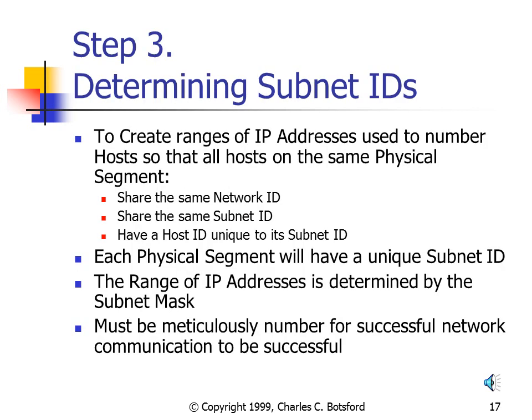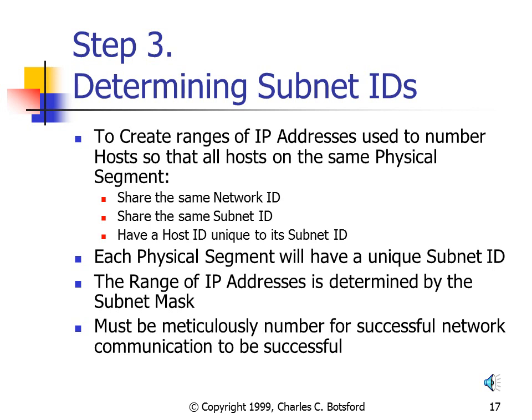255.255.255.248. In step 1, we designed or assessed the physical network, and we determined the number of physical segments and the number of hosts on each physical segment. In step 2, we then chose a custom subnet mask that provided us with a number of subnet IDs that was greater than or equal to the number of physical segments, and also allowed us sufficient host IDs for each physical segment. Now in step 3, what we're going to do is actually number or determine the subnet IDs.